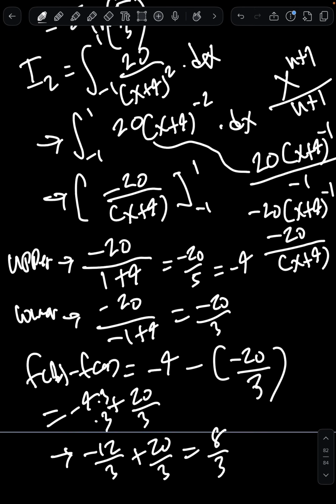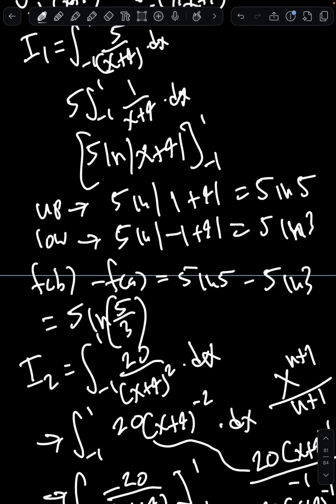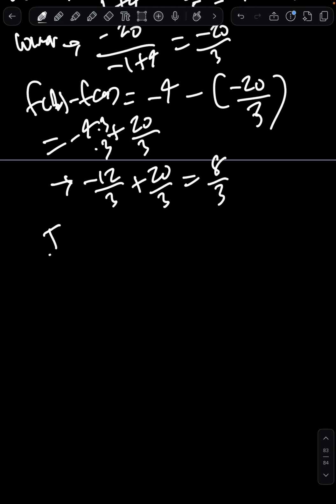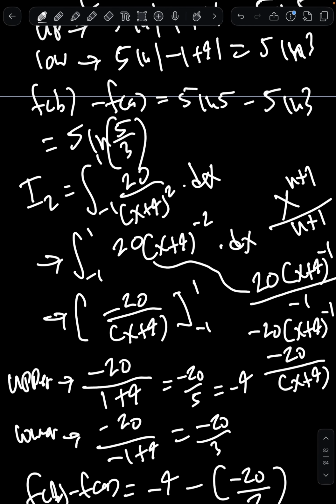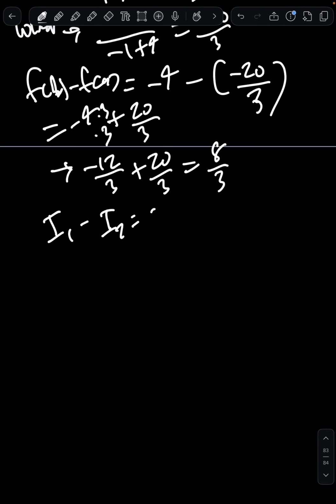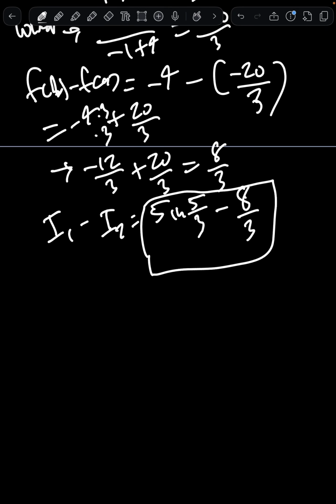Now remember what we said to find our final answer: it was going to be the integral of 1, which is this one, minus the integral of this one, which is 2. So the integral of 1 minus the integral of 2 will give us our answer. Integral 1 we said was 5 natural log 5 over 3, which is right here. So 5 natural log 5 over 3 minus 8 over 3. This is our final answer. 5 natural log of 5 over 3 minus 8 over 3.